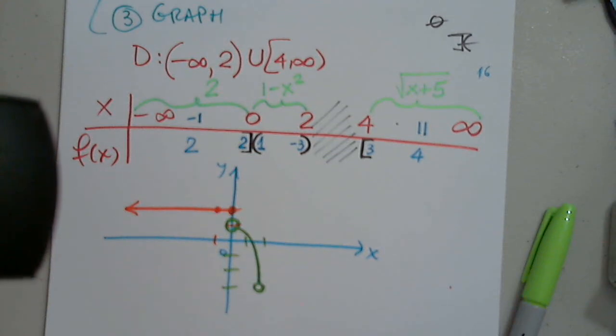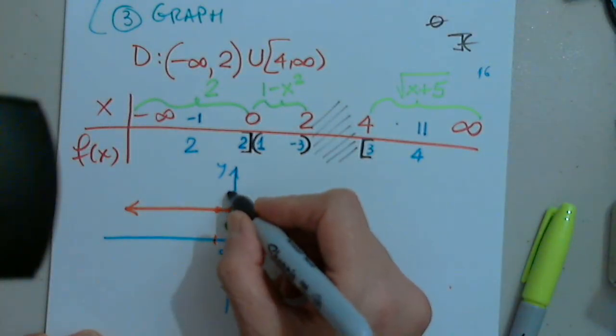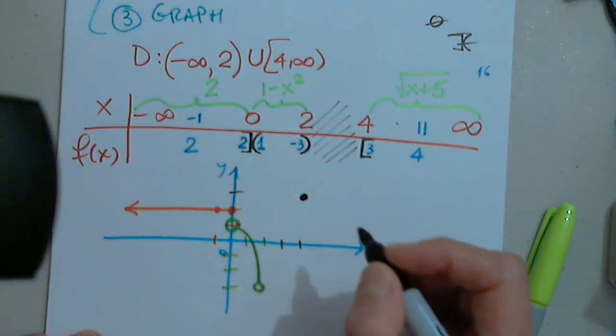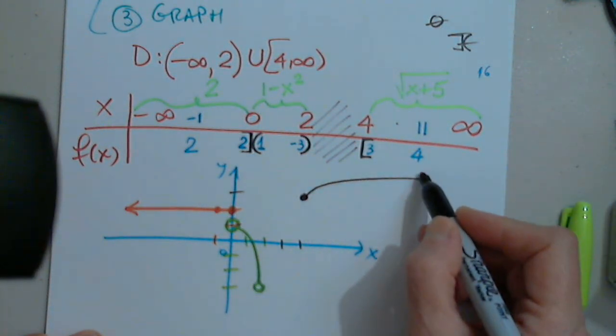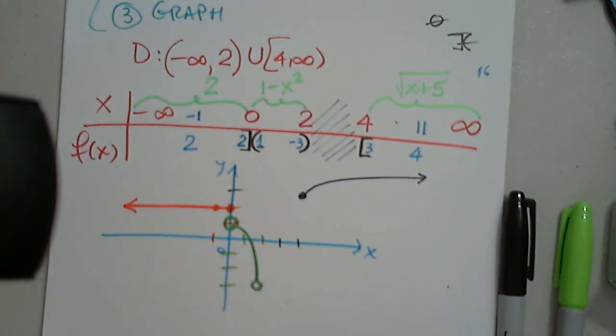Good. Next ordered pair. 4 and 3. So 2, 3, 4, 3. Full point or open? Full. Very good. And whenever I get to 11, the graph of a square root function is this. Notice that orange, green, and black do not overlap. They have nothing in common. They cannot have common points.